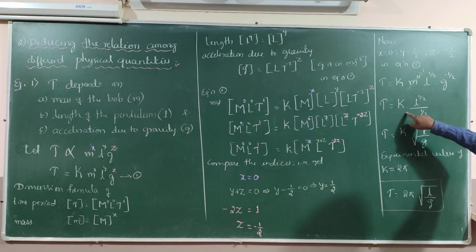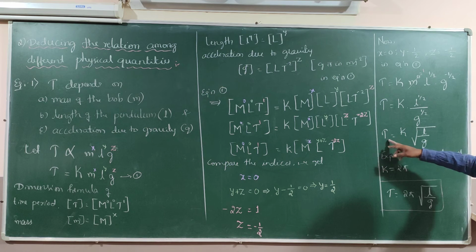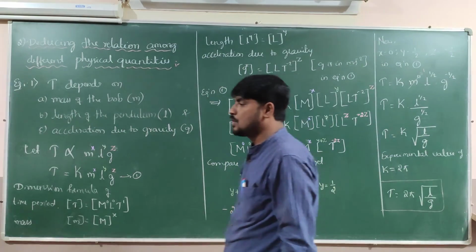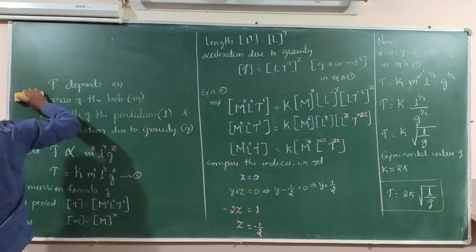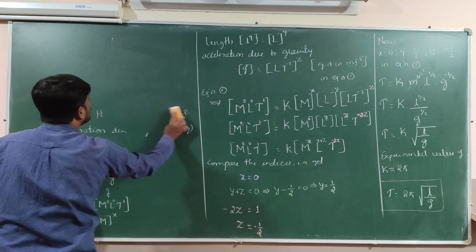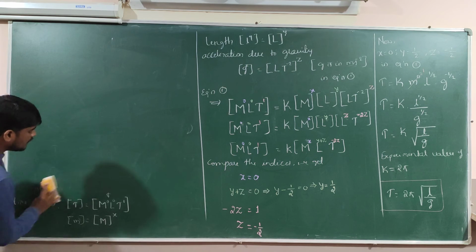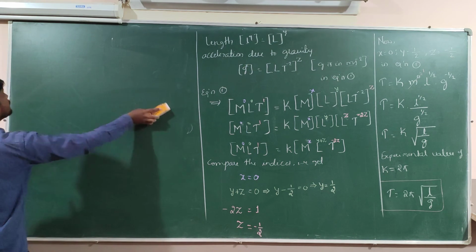So you get this equation: T is equal to k into L raised to 1 by 2, g raised to minus 1 by 2. So both have the square root, and I can write T equal to k into square root of L by g. The experimental value of k is 2 pi, so T equal to 2 pi into square root of L by g. This is the only example given to you, but I will give one or two more examples of this kind as homework. No need to worry, I will send them in PDF format and you can copy into your notes.